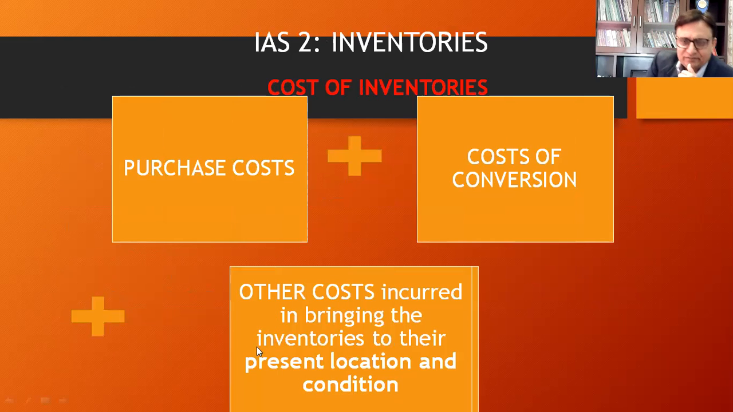So let's elaborate it further. So cost of inventory includes purchase cost plus cost of converting the raw material into finished goods, and other costs incurred in bringing the inventories to the present location and condition. So we have to add up all these three costs to value the inventory which is lying in your organization, or to arrive at the cost of goods sold.